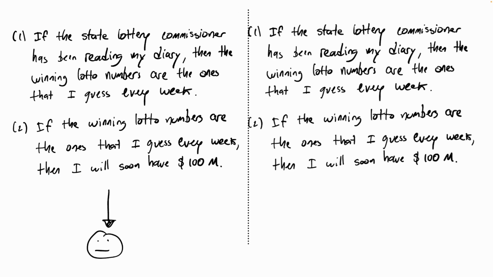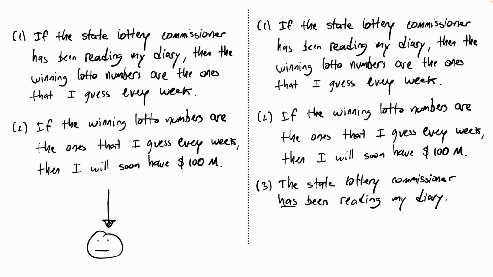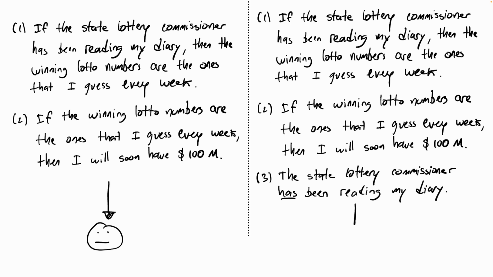But now suppose that in addition to those original statements, it's also true, surprise, surprise, that the state lottery commissioner has been reading my diary. From these 3 statements, we can reach the very exciting conclusion that I will soon have $100 million. So there's a big difference between what we can conclude from the original 2 statements alone and what we can conclude when we suppose that that crucial 3rd statement is also true.